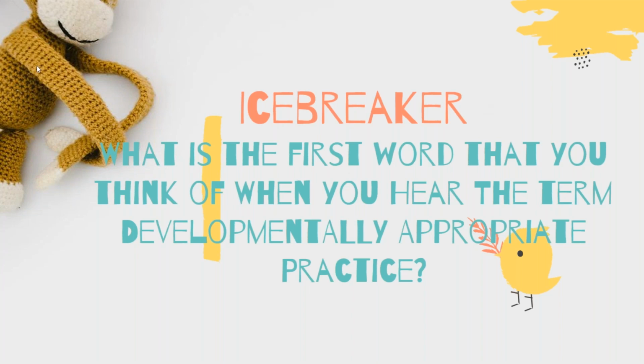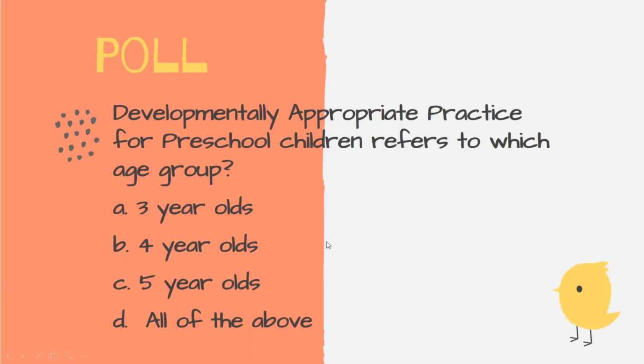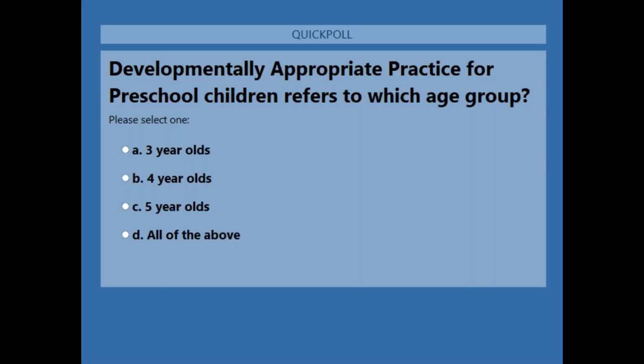Really great. Okay, so in the spirit of that icebreaker, we're going to launch into our first poll. The question is, developmentally appropriate practice for preschool children refers to which age group? Is it A, 3-year-olds, B, 4-year-olds, C, 5-year-olds, or D, all of the above? What are you all thinking? Okay, I'm going to launch the poll. We want you all to vote. Want to give you a few seconds.